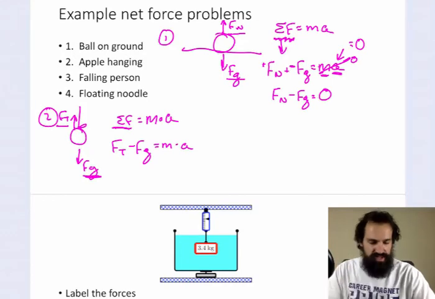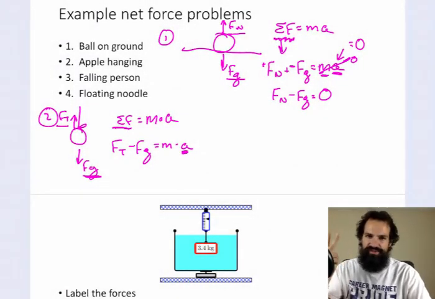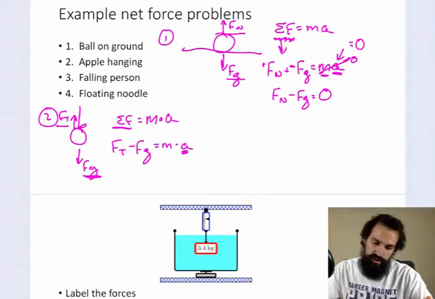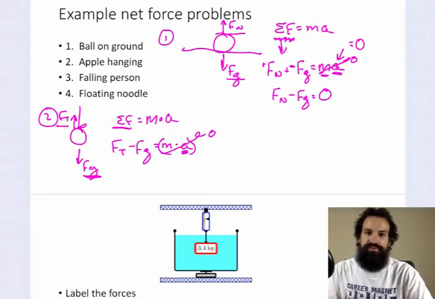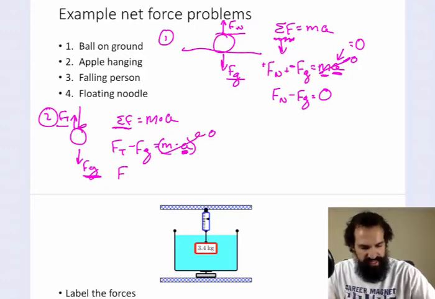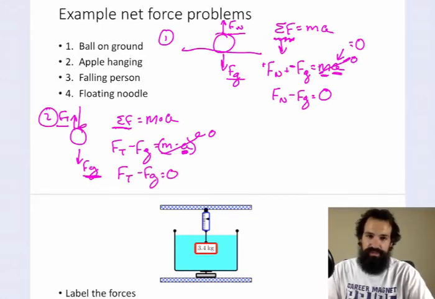And again, anytime I see acceleration, I'm going to think, is it speeding up, is it slowing down, or is it changing direction? No, which means acceleration is 0, and 0 times any mass is going to collapse to 0. So tension minus the force of gravity equals 0. It's in equilibrium. It is balanced.